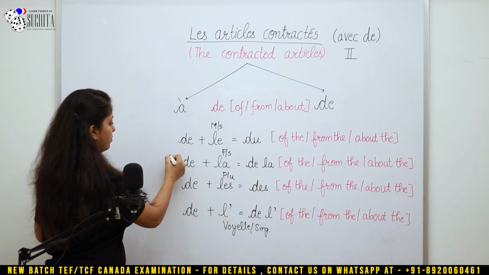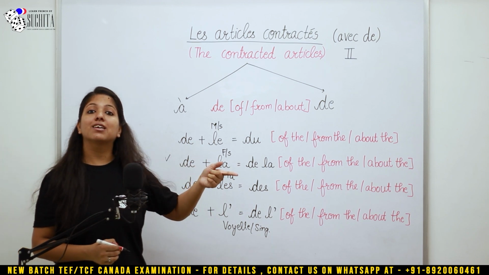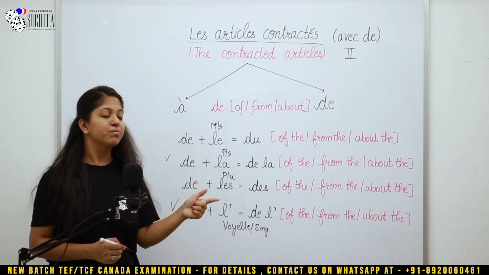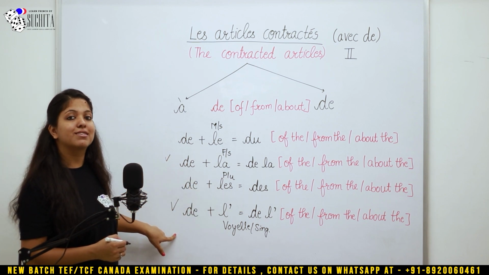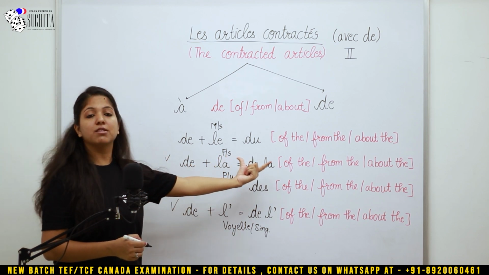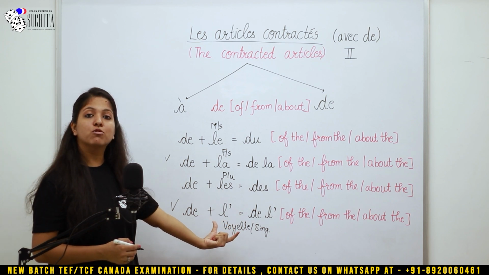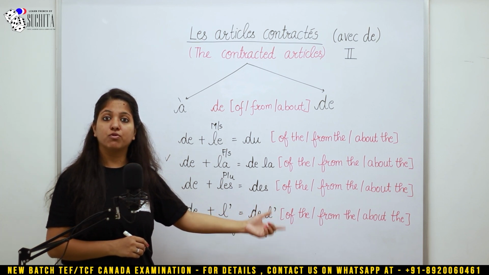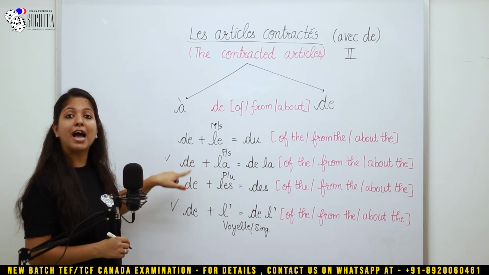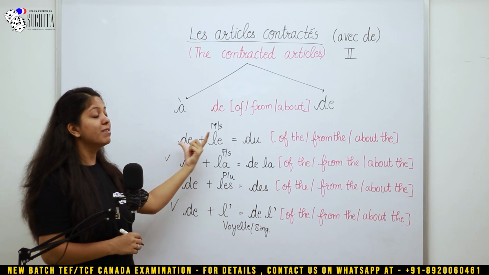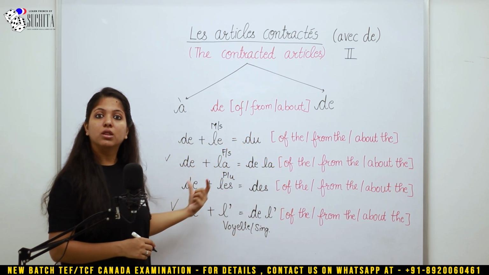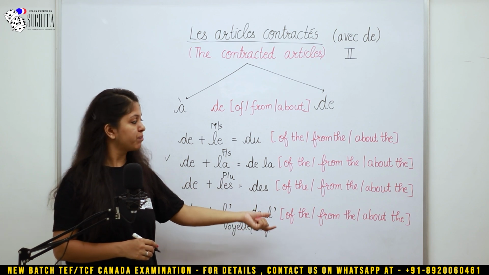So, just like the contracted articles with à, the second and the fourth case doesn't change. De plus la, simply you write de la. De plus l'apostrophe, you simply write de l'apostrophe. But there are changes in the first and the third case. De plus le, it becomes du. De plus les, it becomes des.